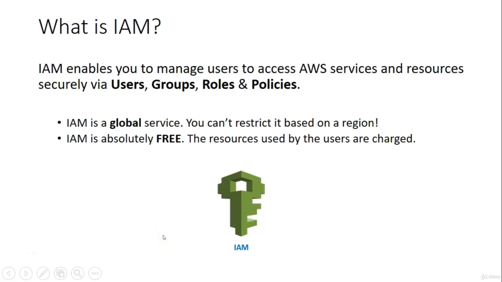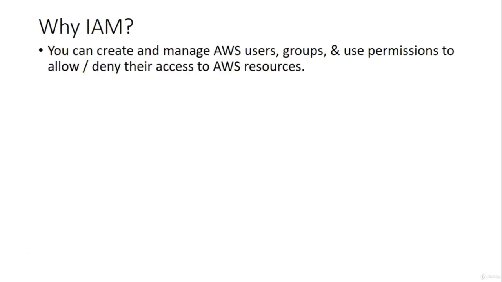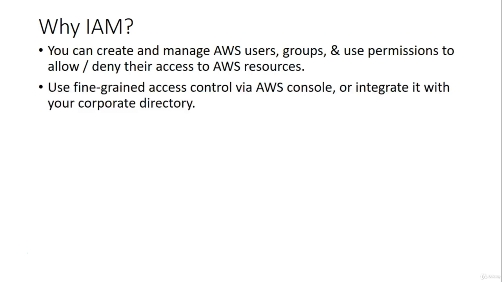Here's how IAM is represented through this image. This is the official image. Now let us see why IAM. You can create and manage AWS users, groups and use permissions to allow or deny their access to AWS resources. You can have fine-grained access control via AWS console or integrate it with your corporate directory.